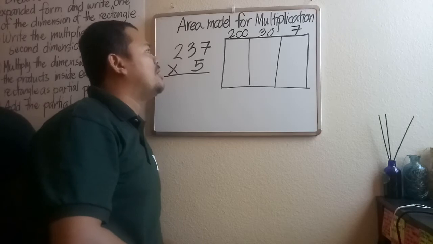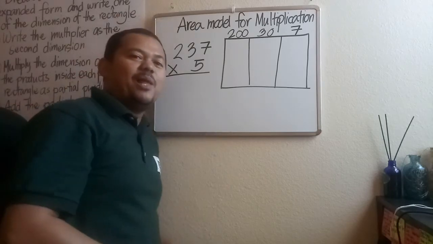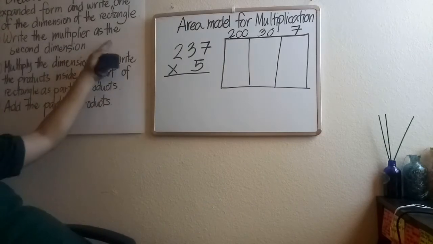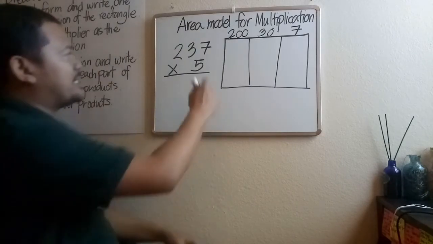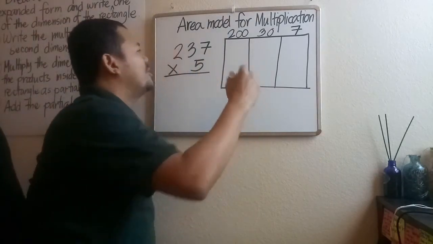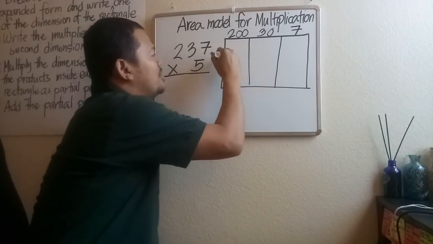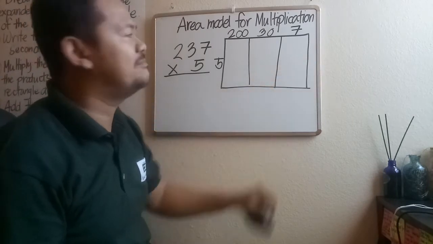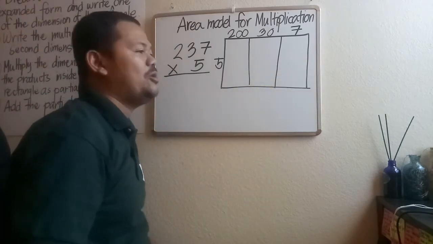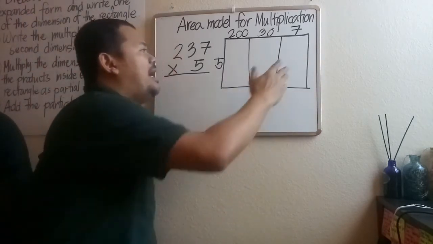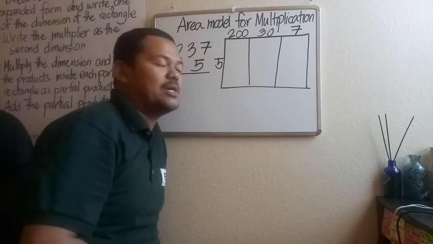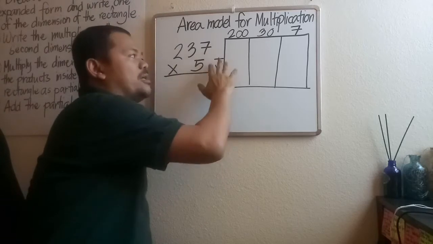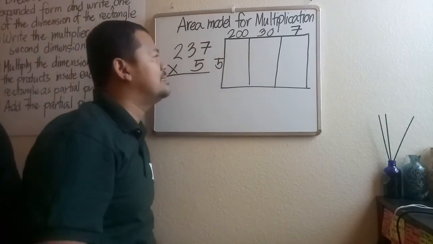Okay? Next, where are we going to write our multiplier? We write our multiplier, number 5. Write the multiplier as the second dimension or the second side of your rectangle. So we got here our multiplier, which is 5. You can also write here 5 if you like. Okay? As long as you write it in the other side of your rectangle. Now, let's try to find out our partial products inside our area model.